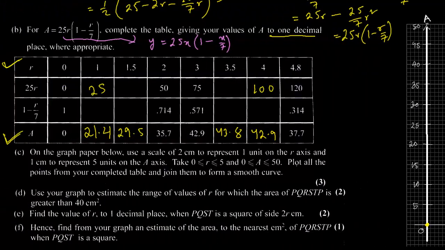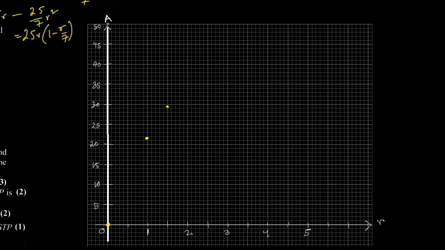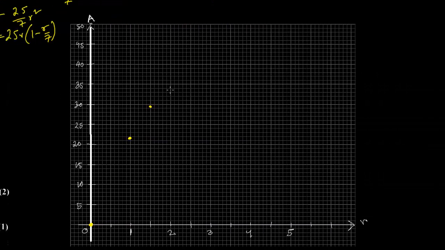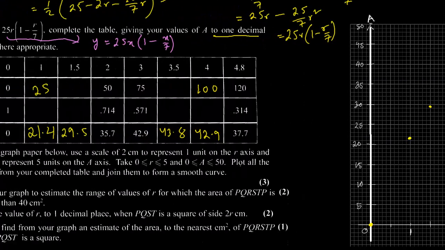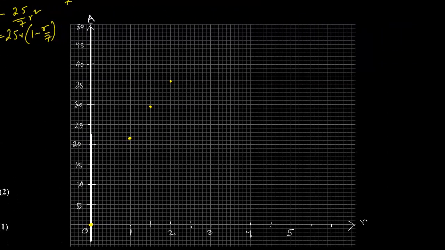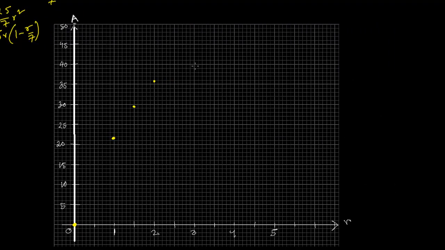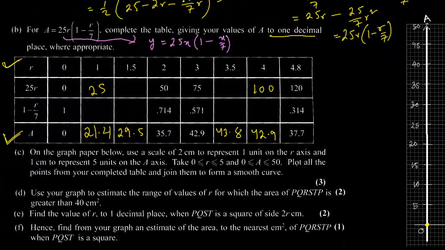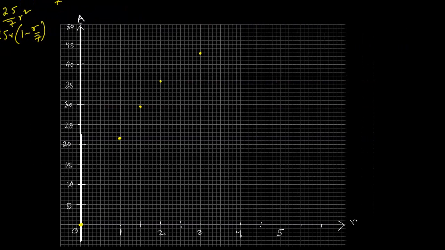Then when the unit is 2, we have 35.7, so less than 36, somewhere around here. Next, when we have 3, we have 42.9. So when we have 3, we have 40, 41, 42, almost 43. Next, when we have 3.5, we have 43.8, so 40, 41, 42, 43, like this, somewhere around here.